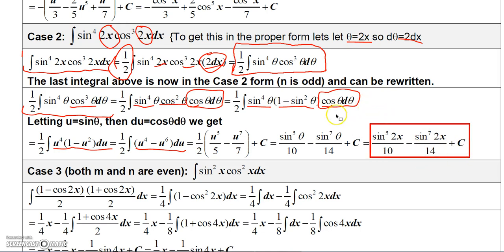And so that's the case where m is even and n is odd, or where the power of sine is even and the power of cosine is odd. So that's how you deal with that.